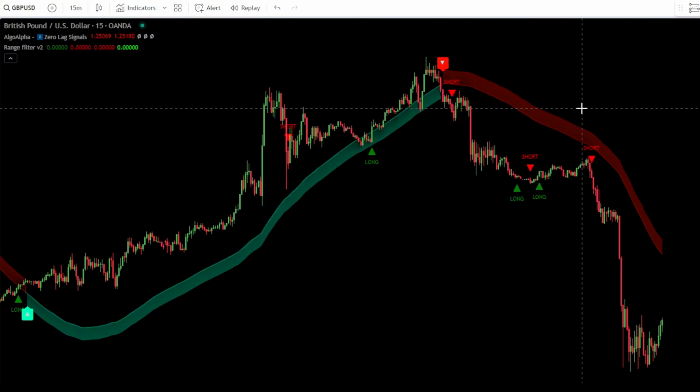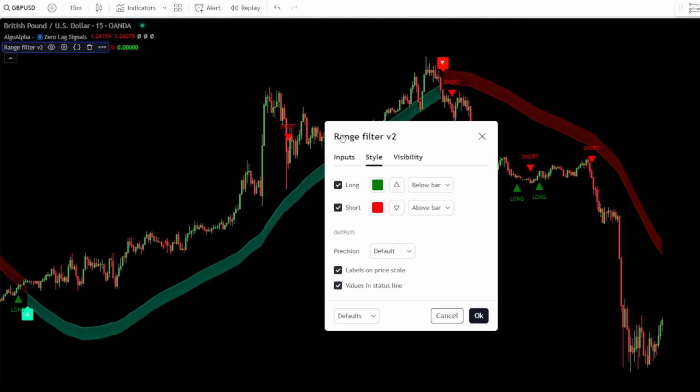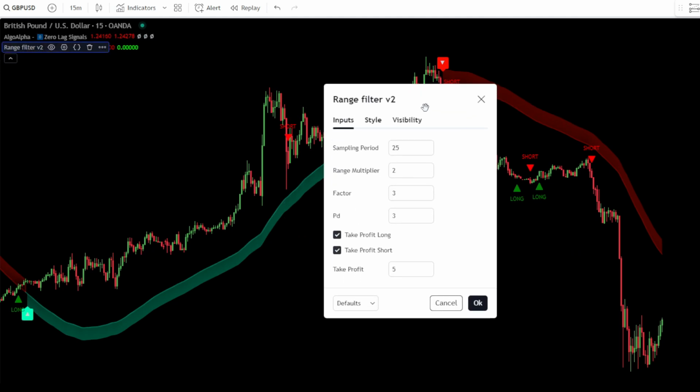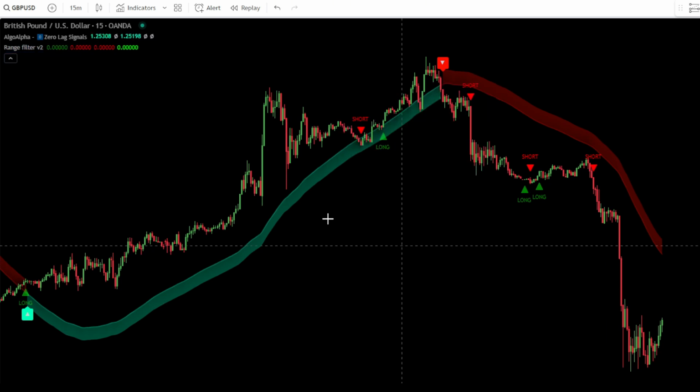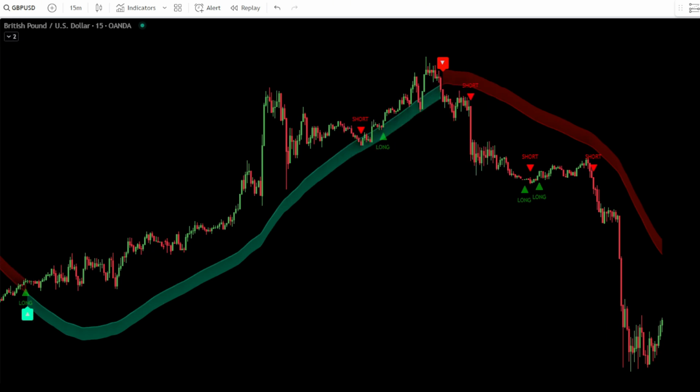After that, make a few adjustments to the Range Filter V2 indicator. Go to the Input tab and change the value of factor to 4. Once done, simply click OK to confirm the changes. The Range Filter indicator will guide you in placing orders in the market. The buy signal will act as a buy signal, while the sell signal will act as a sell signal.